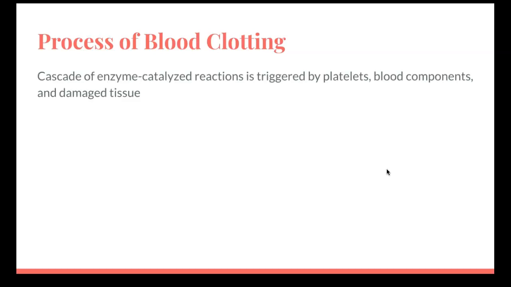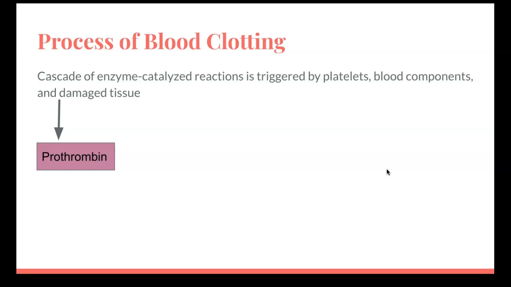You guys have a little space to write this information, and then I'm going to go through it a little bit more in detail underneath, so you have two pictures to draw. So starting with enzyme catalyzed reactions. Basically a bunch of enzymes in our bloodstream will tell the platelets what to do, and the platelets will do this process of forming a blood clot.